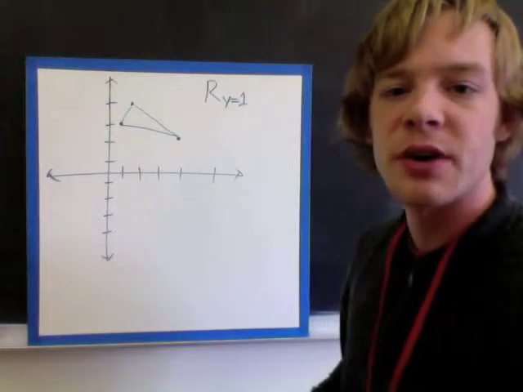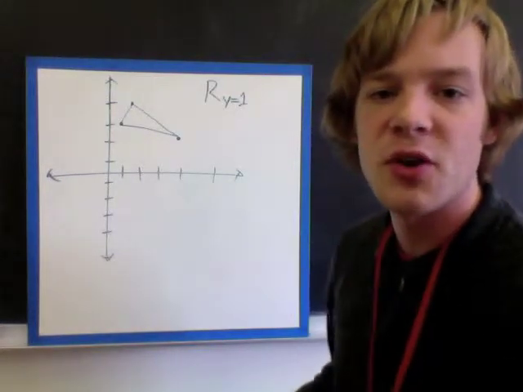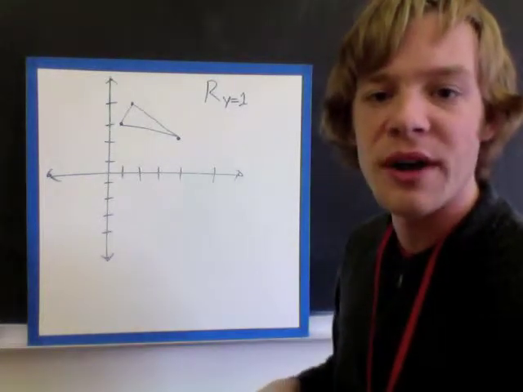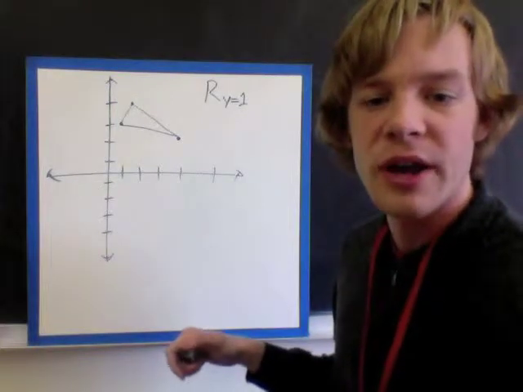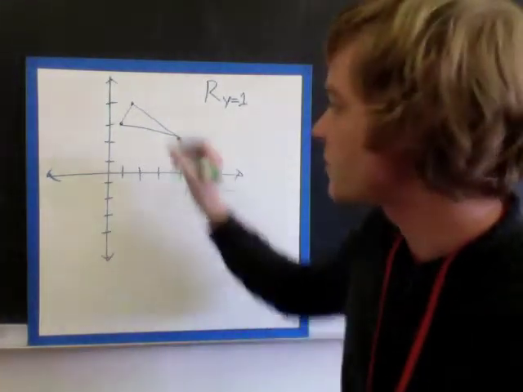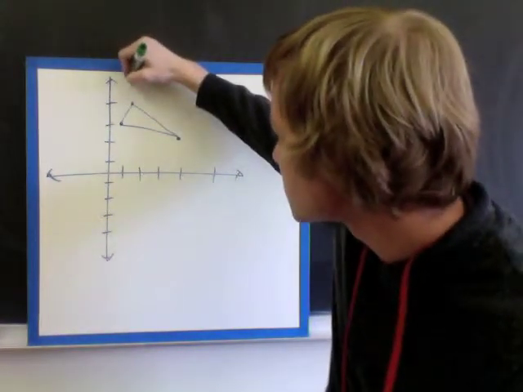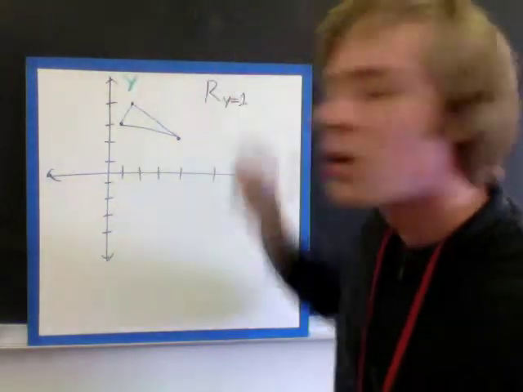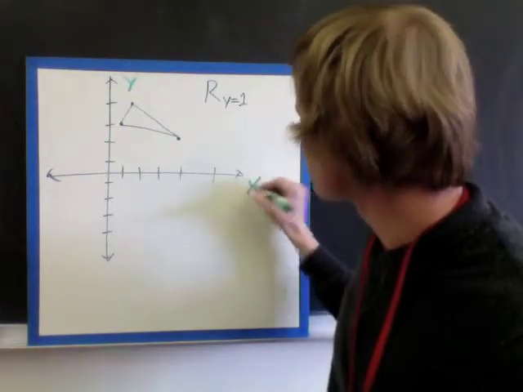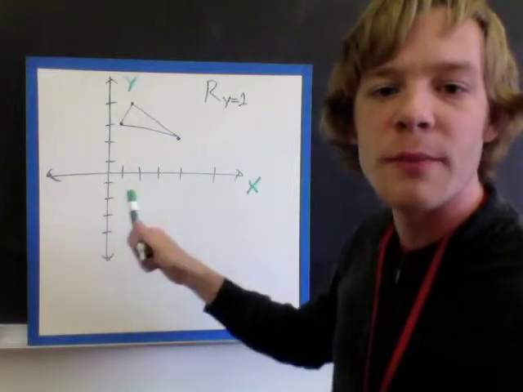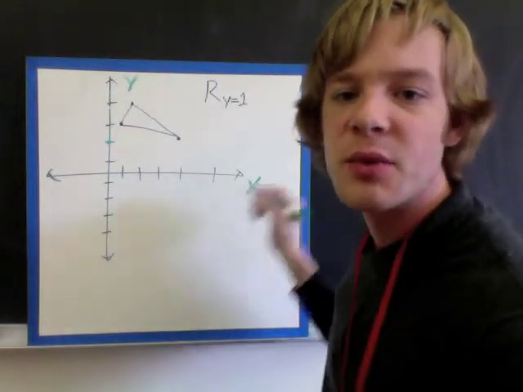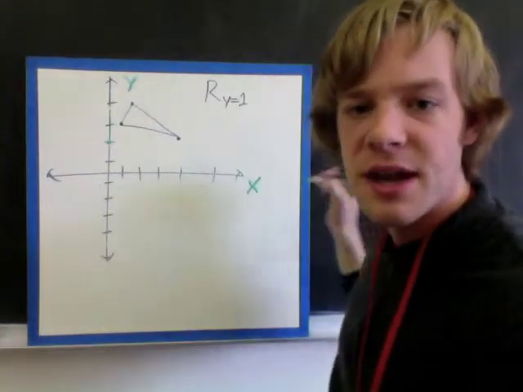Alright, so we're given a shape right here, and we want to reflect across the line y equals 2. The first thing we want to do is graph this line y equals 2 because we want to see where our line is that we're reflecting across. If we have y equals 2, you should remember that y is up and down, and x is side to side. So since y is up and down, we're going to go up 2 spaces, mark our point right there, and then make a horizontal line all the way across at 2.